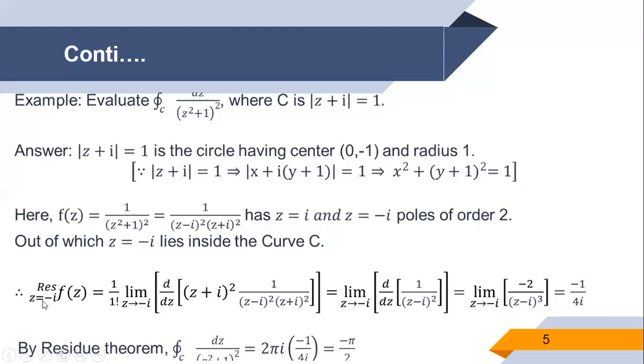So residue at z is equal to minus I, f of z is equal to 1 upon 1 factorial, because n is 2. So n minus 1, that means 2 minus 1, 1 factorial. Limit z tends to minus I, d by dz, one time derivative, z plus I whole square, z plus I square, z minus I square. So we find the derivative of the remaining term, because z plus I square is cancelled, and we get this form. We input minus I, then we get minus 1 upon 4i. This is the residue. And after finding the residue, we apply the residue theorem. So 2 pi I into minus 1 upon 4i, we get minus pi by 2.